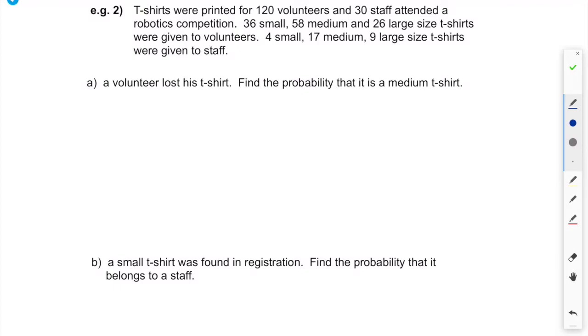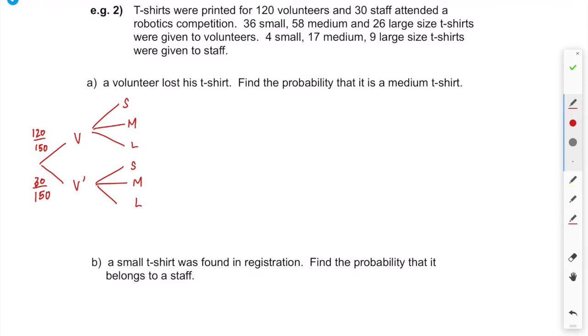So right away that gives us the hint that it will be a condition here, right? Perhaps before that, let's list out using a tree diagram how many volunteer shirts versus non-volunteer shirts, and then the sizes, small, medium, and large. Okay, goes here. So there are 120 volunteers, but 30 staff. So I should have a total of 150 people. So 120 goes here, and then 30 out of 150. Okay, these are the P of V, P of V prime.